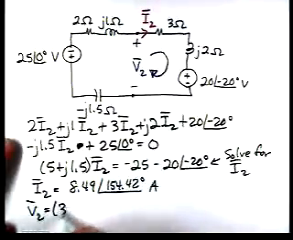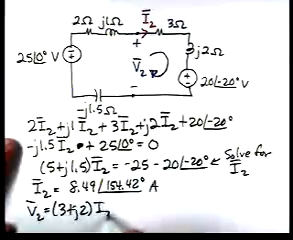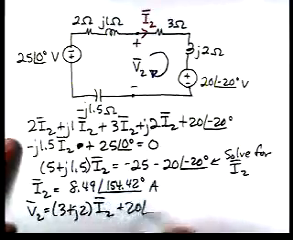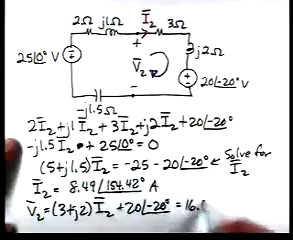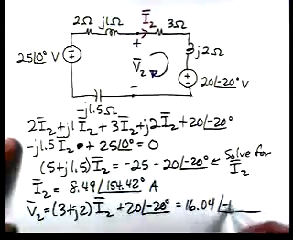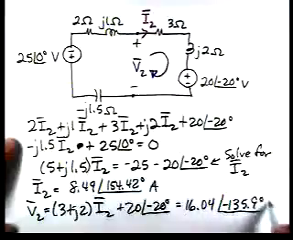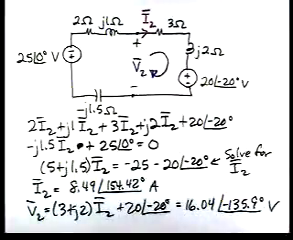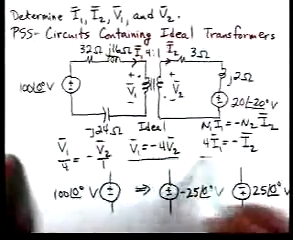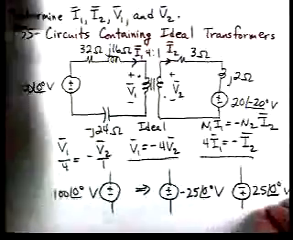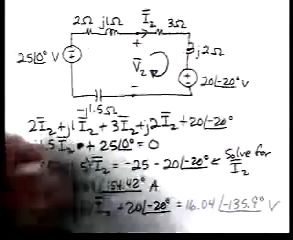Now, for V2, we can take KVL around this loop. V2 is 3 plus j2 times I2 plus 20 at an angle of minus 20. And that's 16.04 at an angle of minus 135.9 degrees. So there's V2 and I2. Now we can go back to these relationships to calculate V1 and I1.